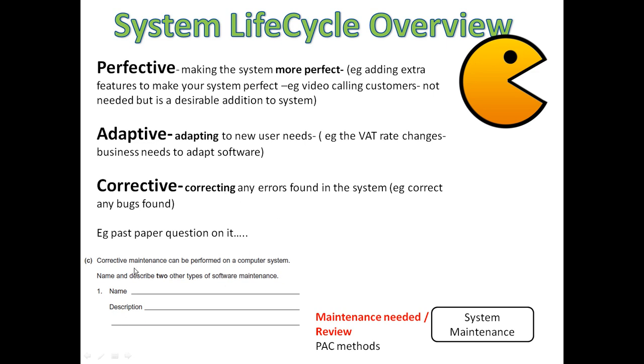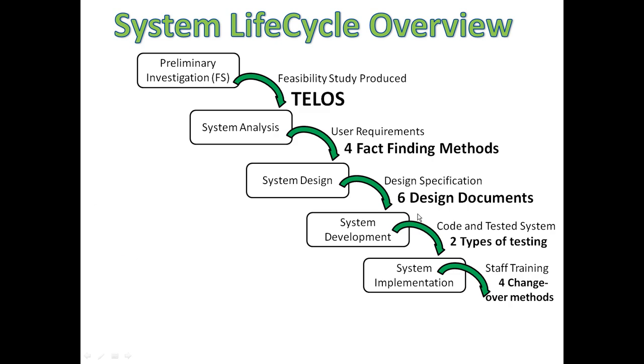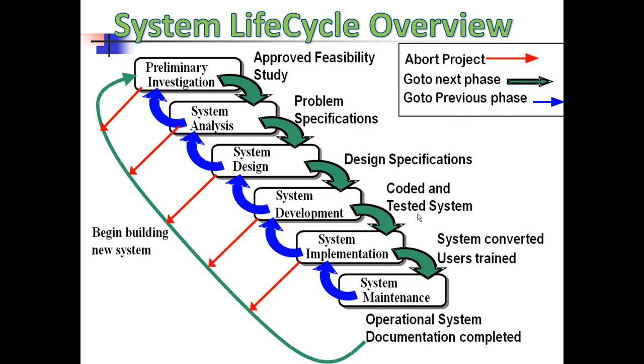Again, a past paper question might say corrective maintenance needs to be performed, name and describe two other types. So this is where you have to understand perfective and you'd have to understand adaptive and be able to explain them. So that's the systems life cycle. Again, once it's all done, this is what it looks like. Again, you've got the feasibility, you've got the analysis, you've got the design, the development, the implementation, and the maintenance.